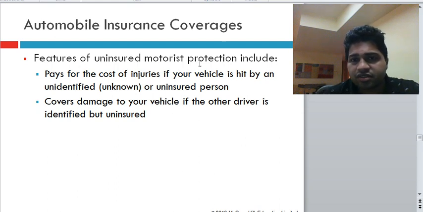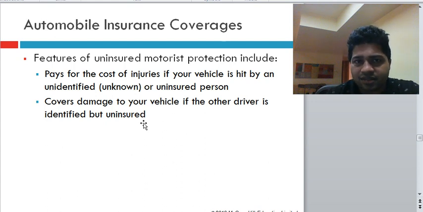Features of uninsured motorist protection include: pays for cost of injury if your vehicle is hit by an unidentified or uninsured person, covers damage to your car if the other person is identified but is uninsured.